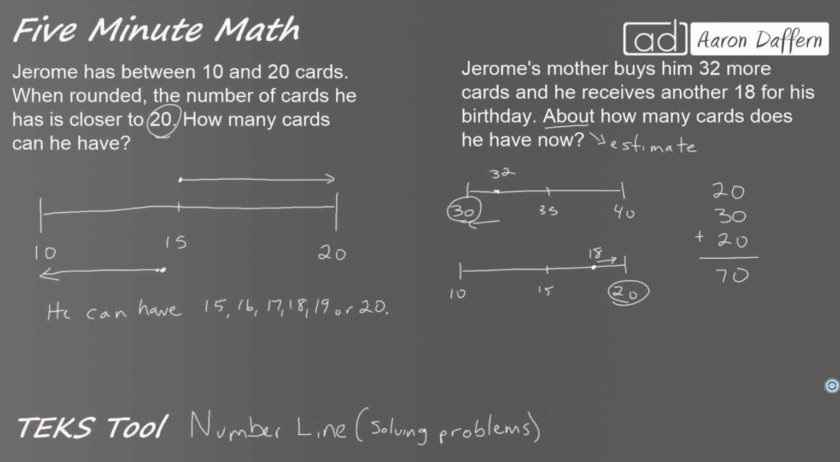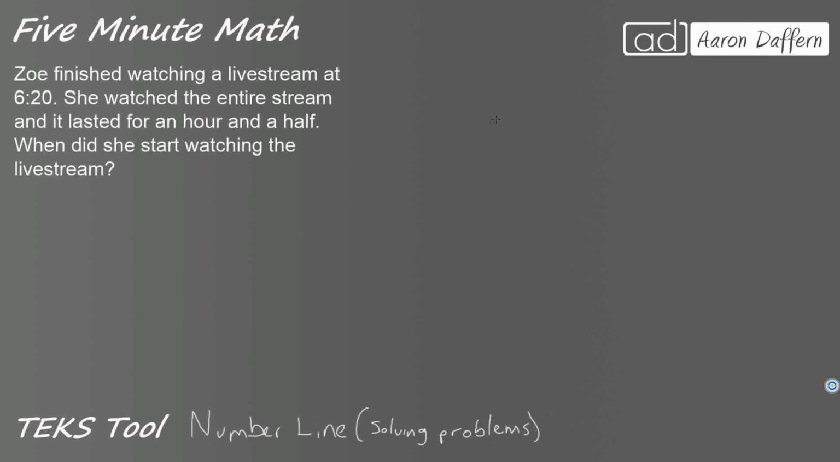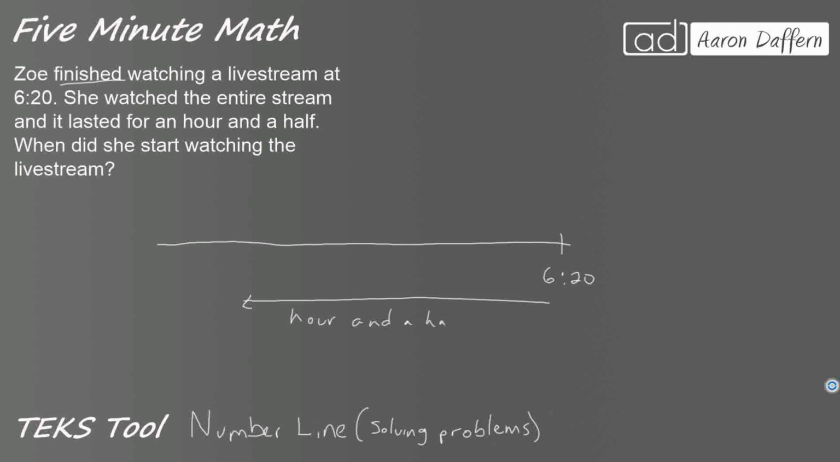Now we can also use a number line to solve problems related to time. So Zoe finished watching a live stream at 6:20. I'm going to draw a number line to kind of capture that. So she finished at 6:20 and she watched the entire live stream and it lasted an hour and a half. So if we go kind of back this way, we have an hour and a half. And then we need to figure out when she started watching it.